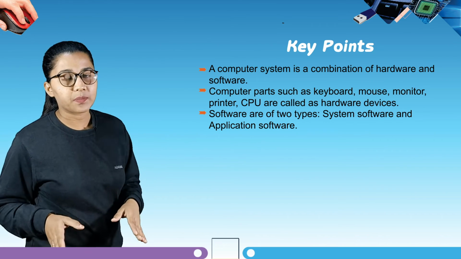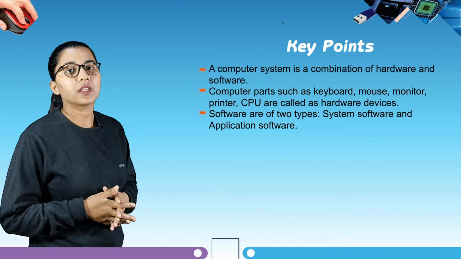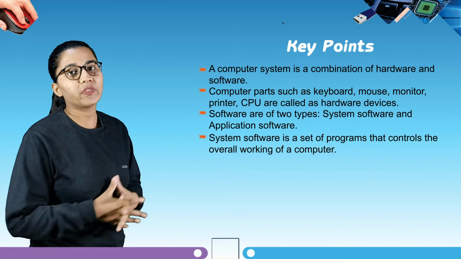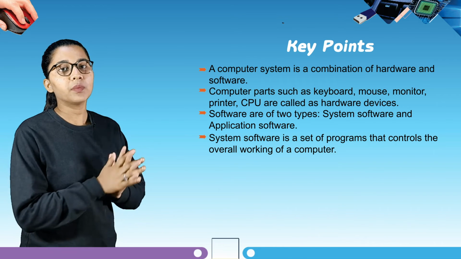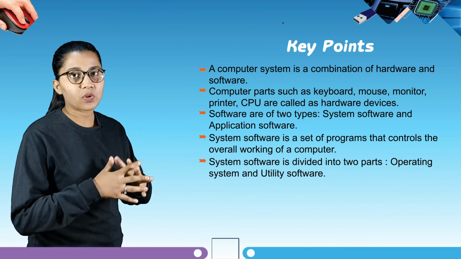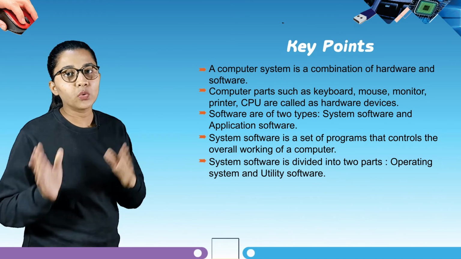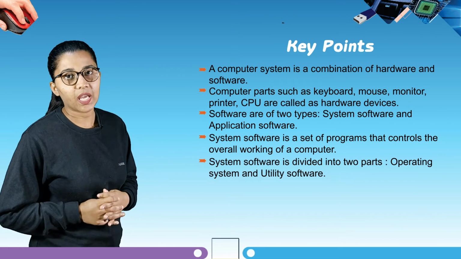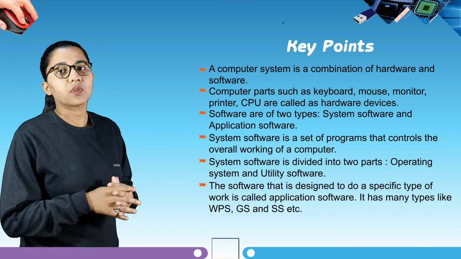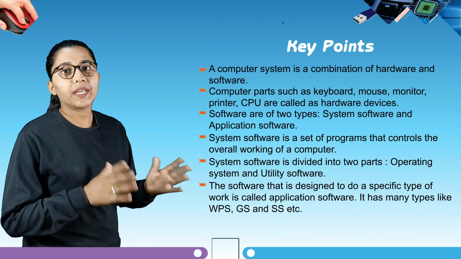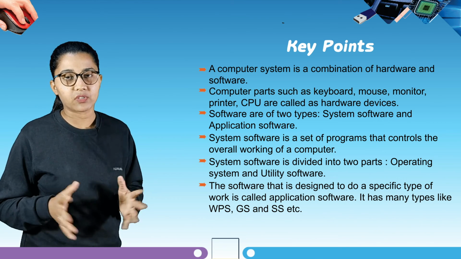Software are of two types, that is system software and application software. Next we have system software is a set of programs that controls the overall working of a computer. System software is divided into two parts, operating system and utility software. Next we have the software that is designed to do a specific type of work is called application software. It has many types like WPS, GS and SS etc.